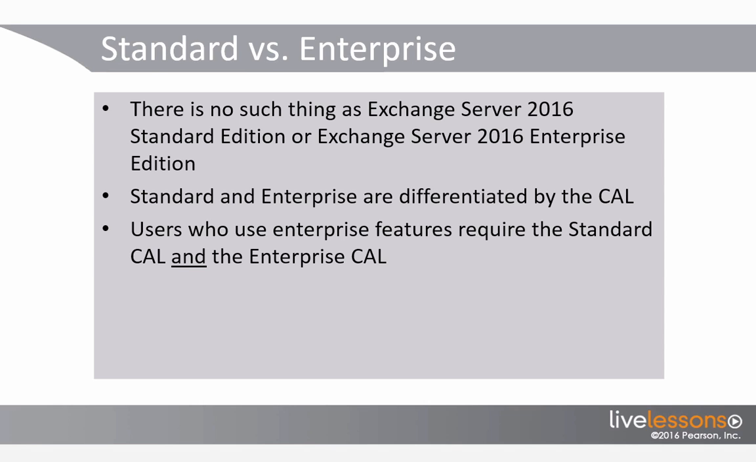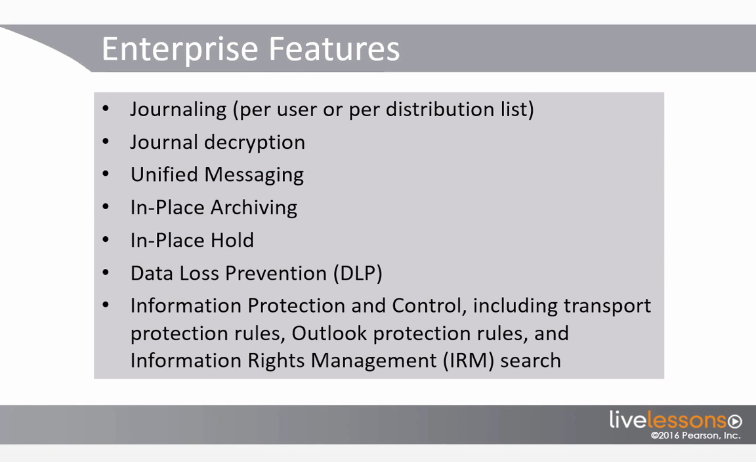Now, everybody's going to need a standard CAL. But if you use certain features, then you're also going to need an enterprise CAL. And that enterprise CAL is in addition to the standard CAL. You can't just buy an enterprise CAL and be done with it. You have to buy the standard CAL and the enterprise CAL in order to be legally licensed to use the enterprise features in Exchange 2016. So what are these enterprise features that I speak of?